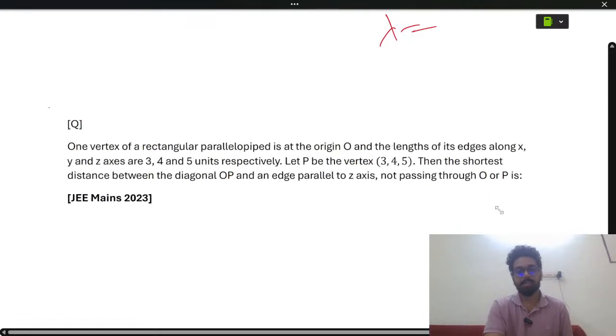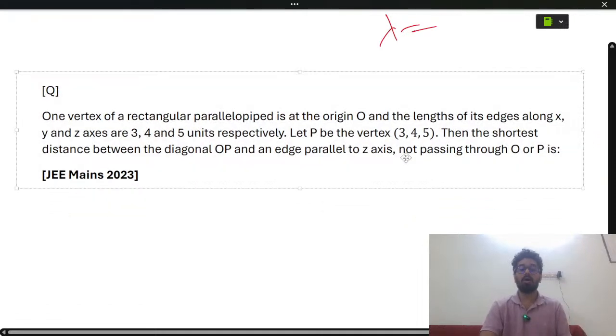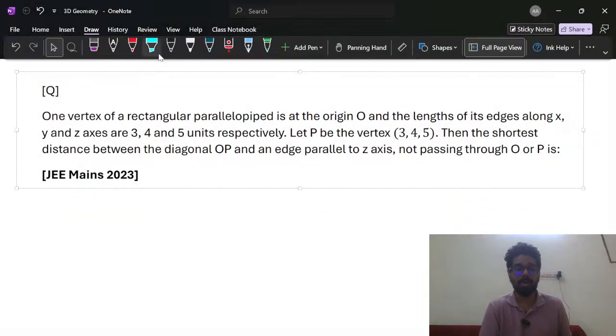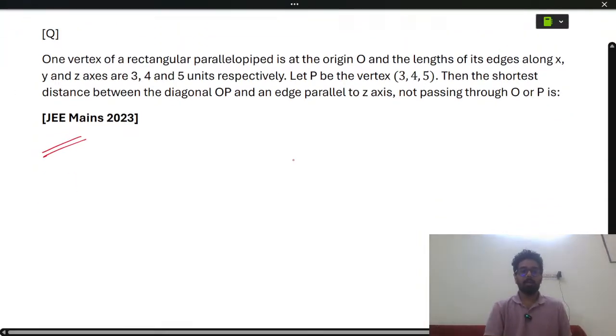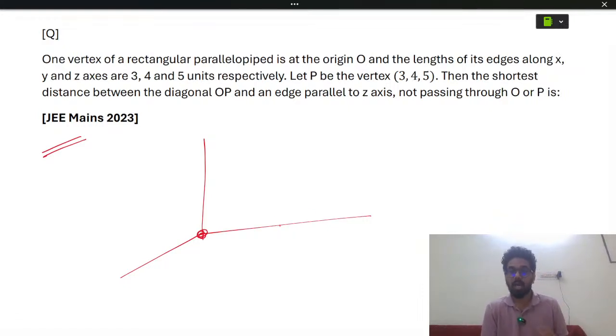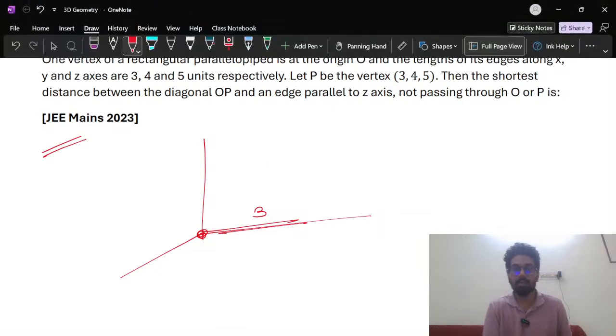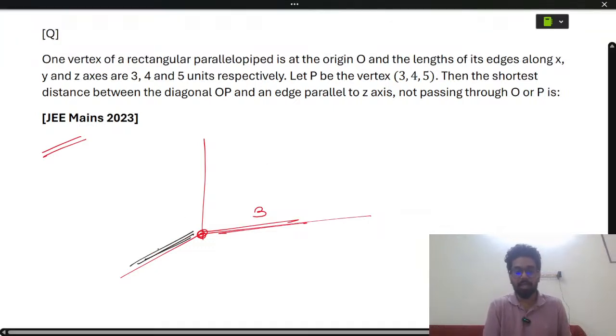Okay, so in this case, I will directly give you the concept on one vertex of a parallelopiped. This is a good question from 2023. So one vertex of the parallelopiped is at the origin. The lengths of its edges along the x-axis, y-axis and z-axis. So this is 3, one of the edges here. One of the edges along y and one along z. So this is x, this is y, this is z, this is 4, this is 5.